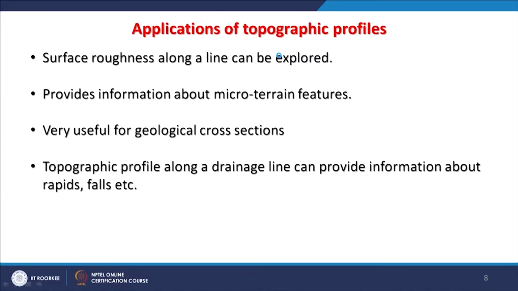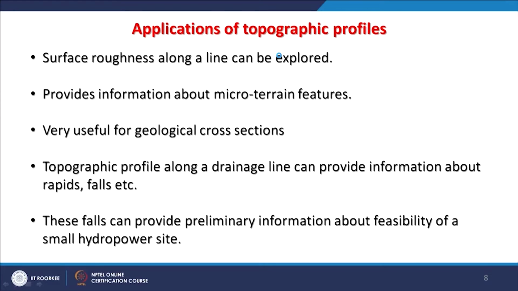It is very useful for geological cross sections. This point I have already discussed: in any geological cross section, the first requirement is to have a topographic profile along a line. Now that line can be straight or an arbitrary line. The other important point is that a topographic profile along a drainage line can also provide information about rapids, falls, etc. Not only that, it will also provide the points of deposition or erosion along that line. And then these falls or rapids can provide preliminary information about the feasibility of a small hydropower site.